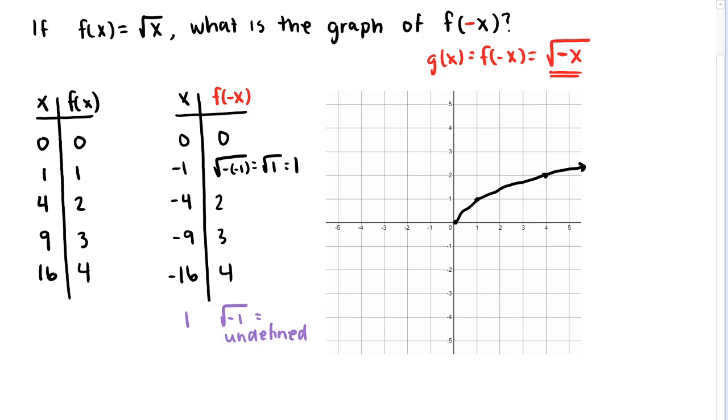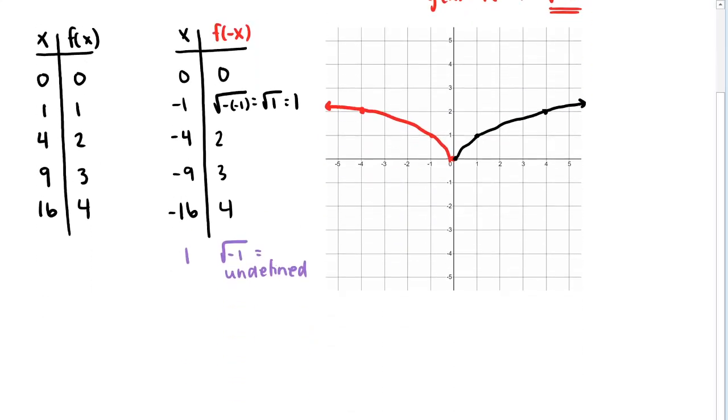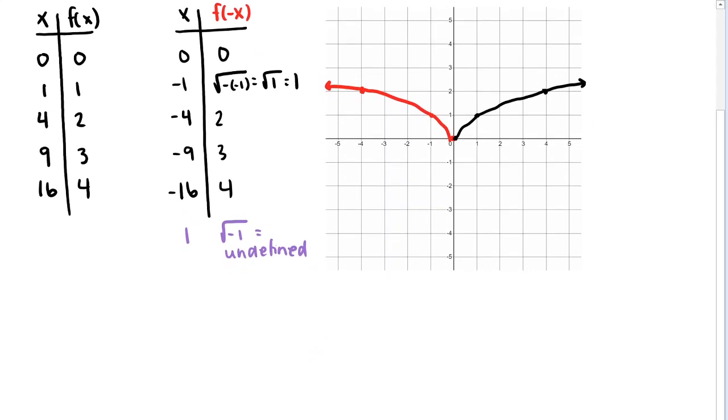So here, the graph of this function has a point (0, 0), (-1, 1), (-4, 2). Really, we get the same outputs for the negative input values. Really, what happened here when we introduced that negative sign into our f function was that it reflected this graph over the y-axis. It was a horizontal reflection.